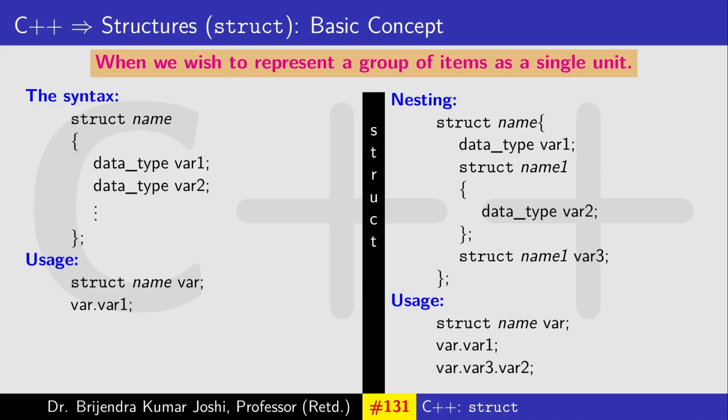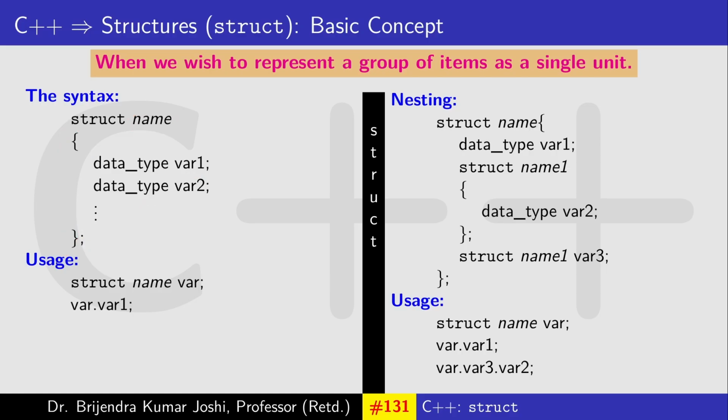Now, what is the syntax? Syntax is struct, and this is a keyword, followed by some legal name which must be unique in this scope. Then an opening brace and a closing brace and a semicolon, and between these two curly brackets, we can write as many variables as we require, of the same data type or maybe different data types. So data type variable 1, data type variable 2, etc., as many as we require.